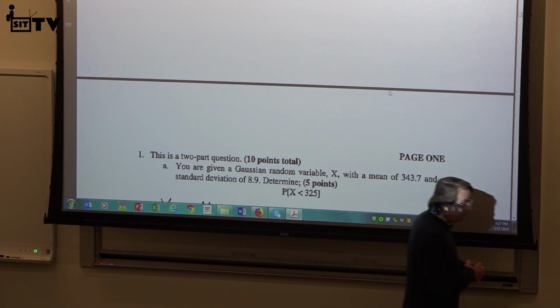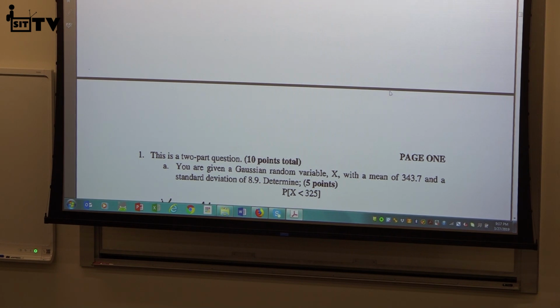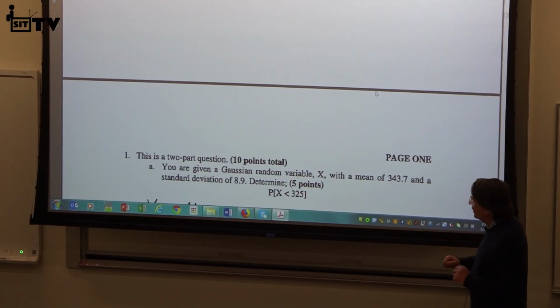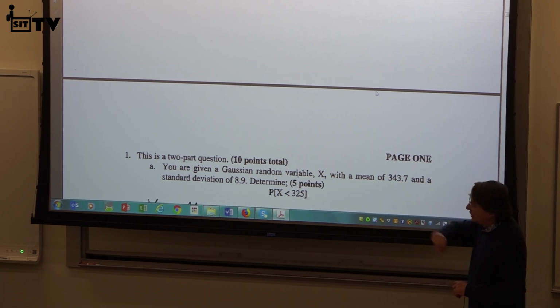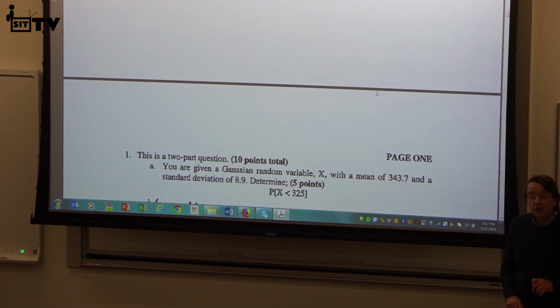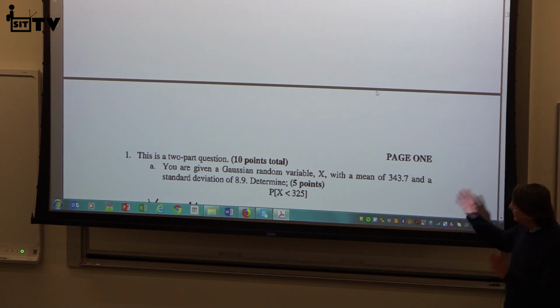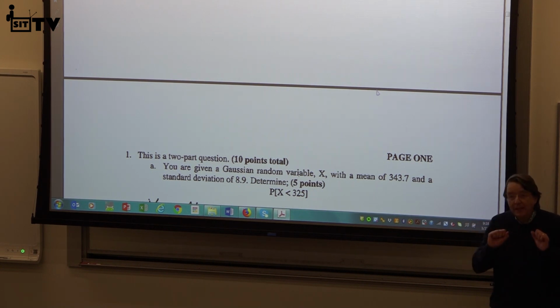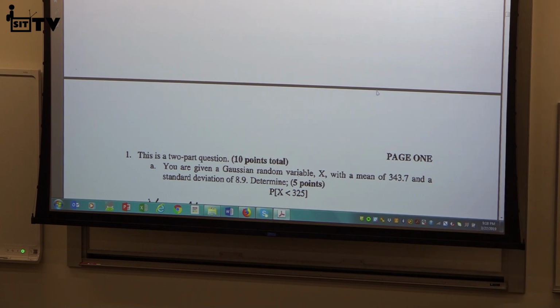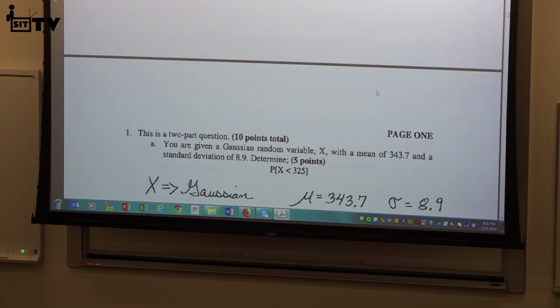So we start with problem 1, and problem 1 is a Chapter 6 problem. I say, great, how do I know that? It's prop stats. So it says, here's the deal. You're given a Gaussian random variable with a certain mean and a certain standard deviation. Determine the probability that that random variable is less than 325. I'm hoping that this is a problem that you would feel comfortable with when we have our exam. And let me tell you how I solve it.